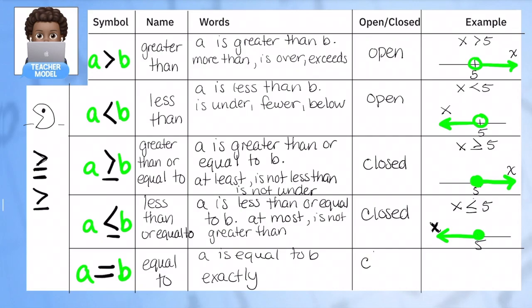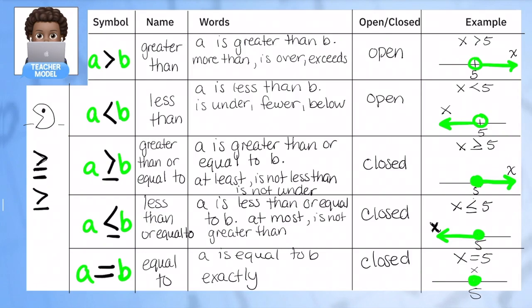And this would also be a closed circle. So if I have, for example, x is equal to 5, here's my number line, here's 5, and all I would do is make a circle at 5, because there's x.